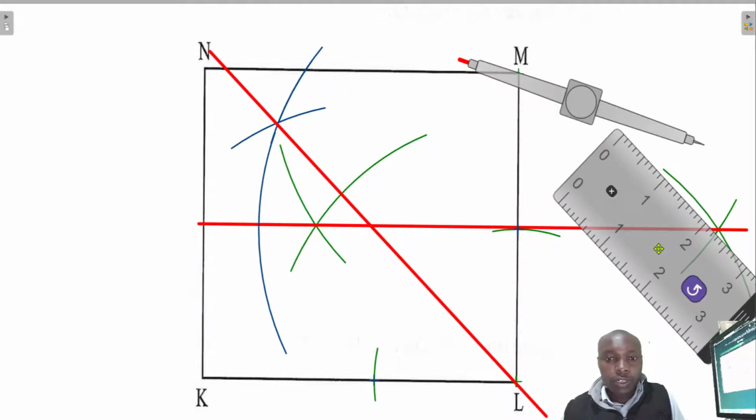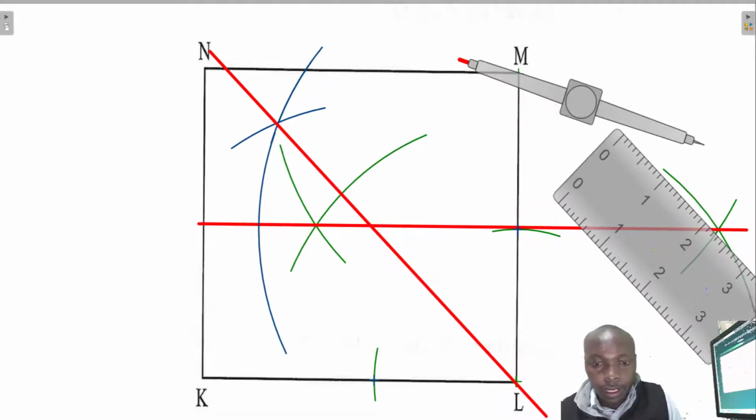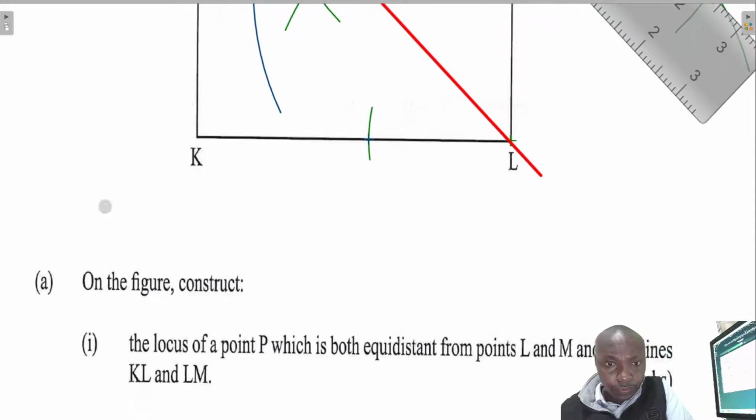So now we have constructed the two loci: the locus of a point equidistant from KL and KM, that is the angle bisector, and the other one was the locus of a point equidistant from two given points, that is L and M. Now let's proceed to the next question.